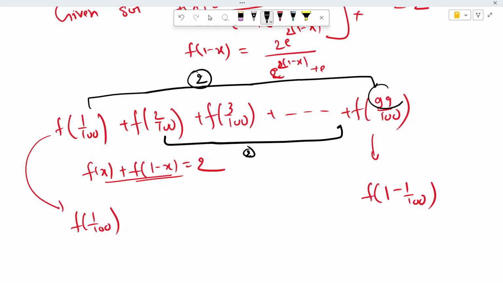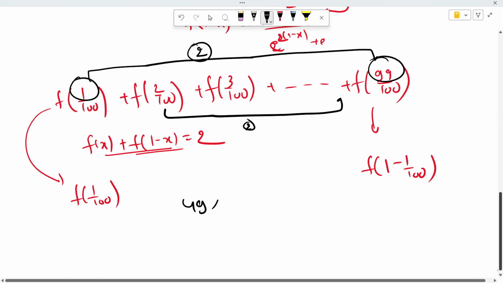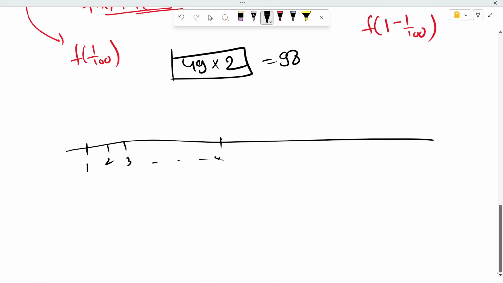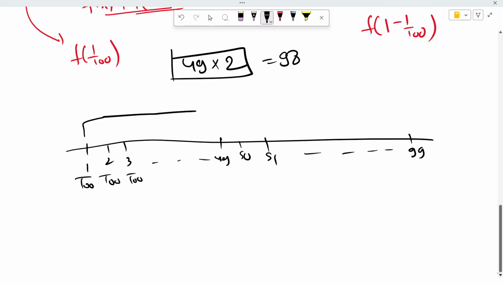What pair? The total is 99 terms. Look, from 1 to 99, so you get 49 pairs. 49 pairs, each of whose value is 2. So 98. And the only term left, let me draw a number line: 1, 2, 3, and so on, 49, 50, 51, and so on, 99. Look, 1 by 100, all are over 100. So look, the first pair and the last pair sum is 2.